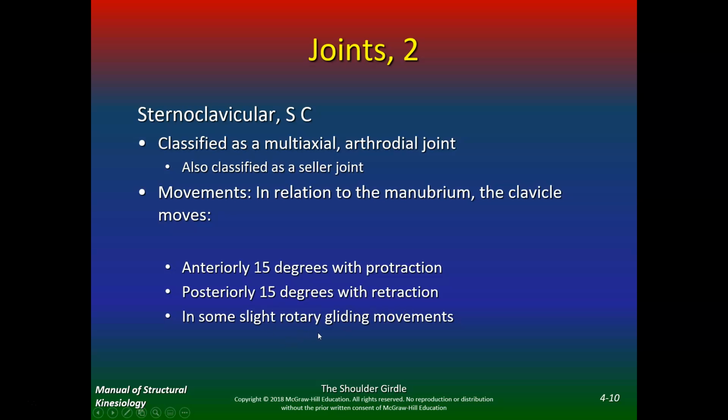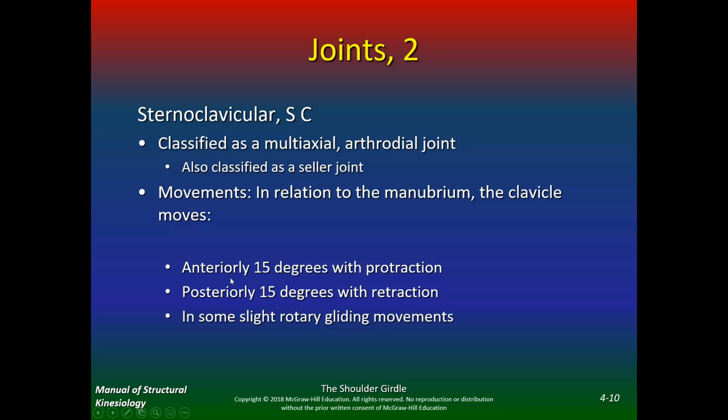Some slight rotary gliding movements. Remember, this is a movement anatomy class, so we look at the degrees, the movements, in relationship. So this is where the nitty-gritty comes. This is different from anatomy, in that in anatomy we just memorize what a scapula is. Here we look at, okay, now we know the joints already, well, what is the relationship? And why is this important?